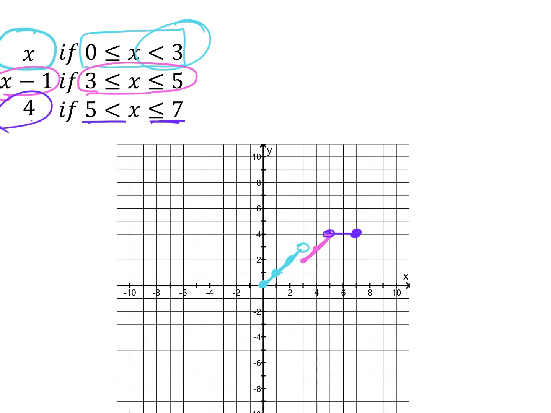For the second one, why is it going 2 to 4 instead of 3 to 5? Why is it going where? Oh, never mind. No, you got it?